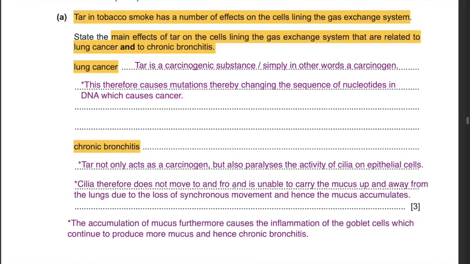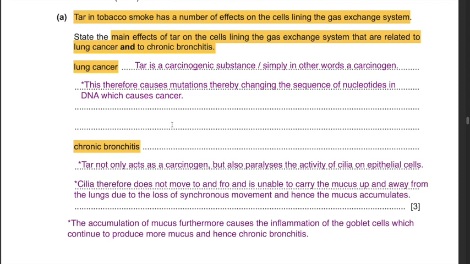And how is chronic bronchitis formed? Tar not only acts as a carcinogen but also paralyzes the activity of cilia on epithelial cells. Cilia therefore do not move to and fro and are unable to carry the mucus up and away from the lungs due to loss of synchronous movement, and hence the mucus accumulates, because the function of cilia is to beat to and fro and carry the mucus up and away from the lungs.